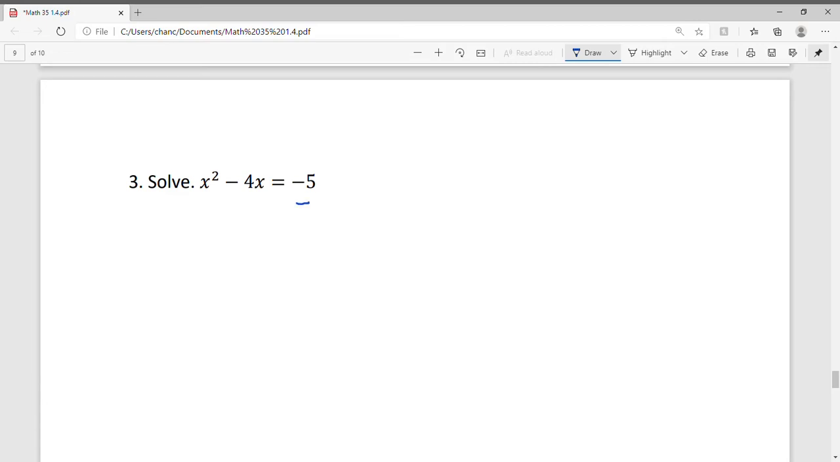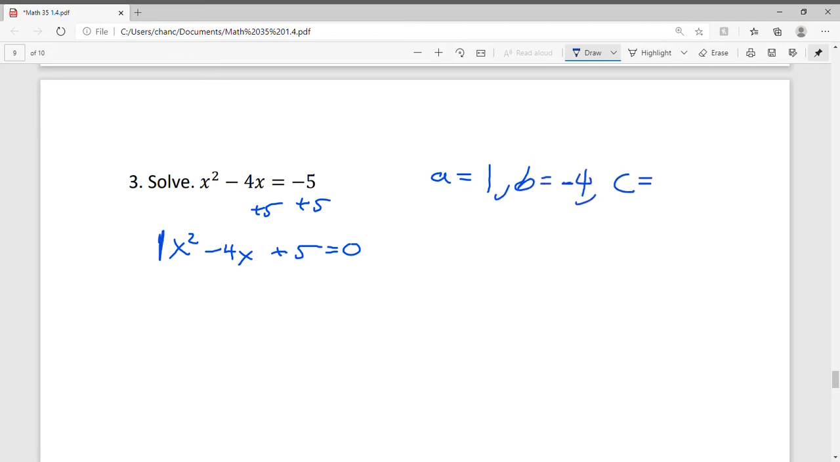Example 3, let's add the 5. Remember, we want to set this equal to 0 first. And now we can use the quadratic formula. We have a equals 1, there is an invisible 1 in front, b equals -4, and c equals 5.